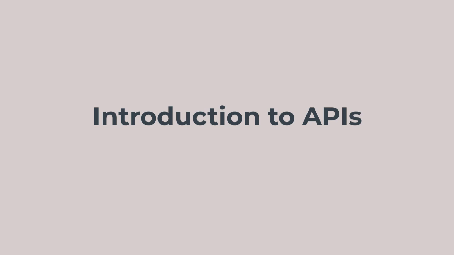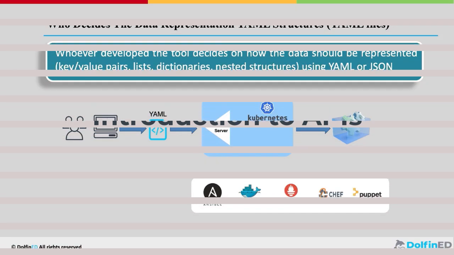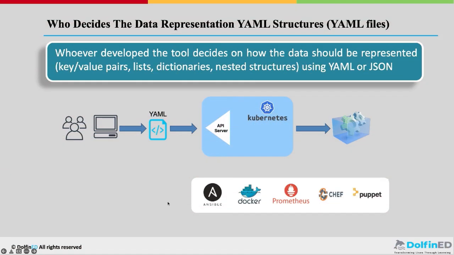Okay? Now let's take a quick introduction to something called APIs, the Application Programmable Interfaces. Since we use YAML to deal with technologies and tools like the ones that we have shown here and Kubernetes as well, we need to create YAML definition or configuration files to deal with these tools, right? So the question is, who decides when creating a definition or a configuration file, whether we should use YAML key value pairs, dictionaries, or lists for the different parameters that we need to define? Is it the DevOps engineer, the developer of the tool, or the tool itself?